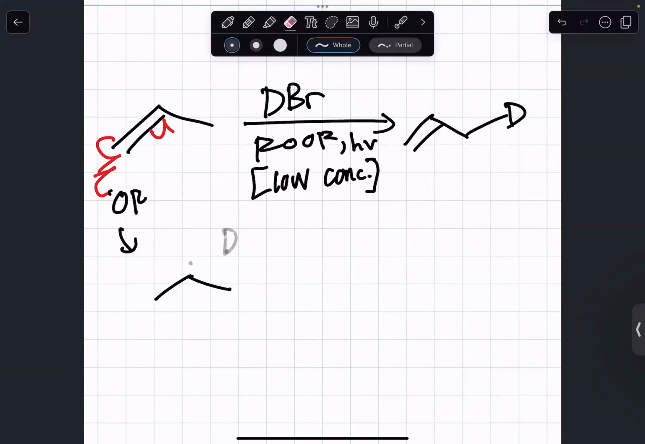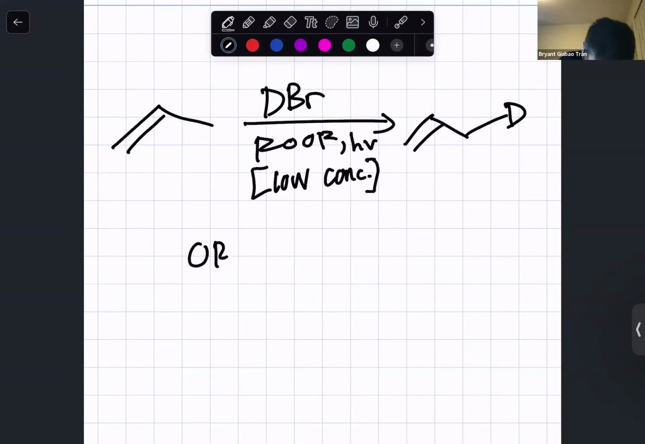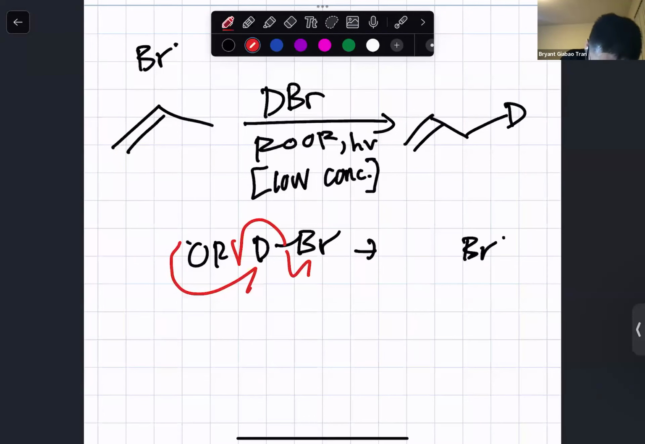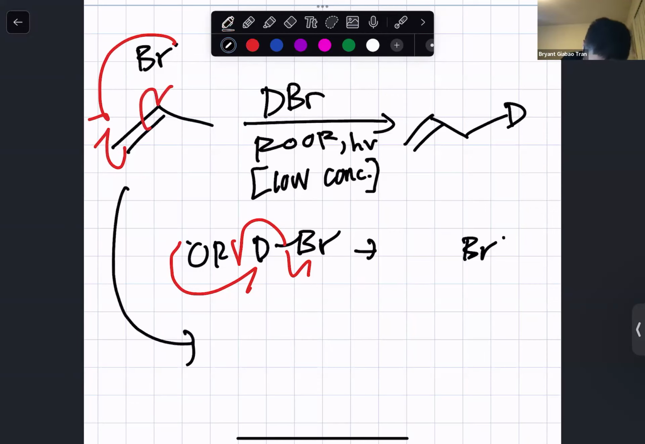I remember it being the OR radical reacts with DBr, or let's just say it was HBr, to form ROH plus Br radical. That's what I remember. Right. The OR radical here would react with the DBr first to create DOR and then create that Br radical. Yeah, exactly. And then that's the propagator right there. That would propagate the chain, right? Where we want to form the more stable radical, which is going to be this.